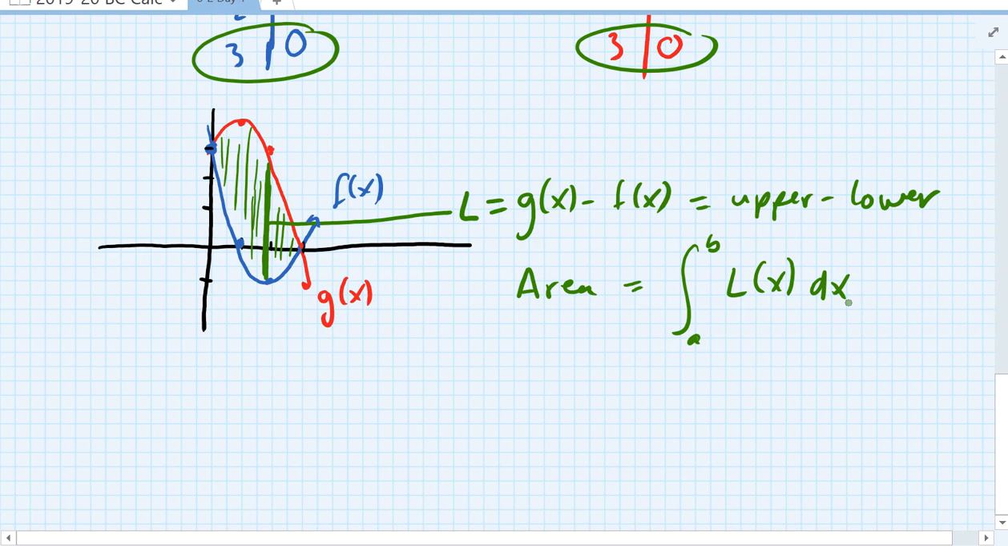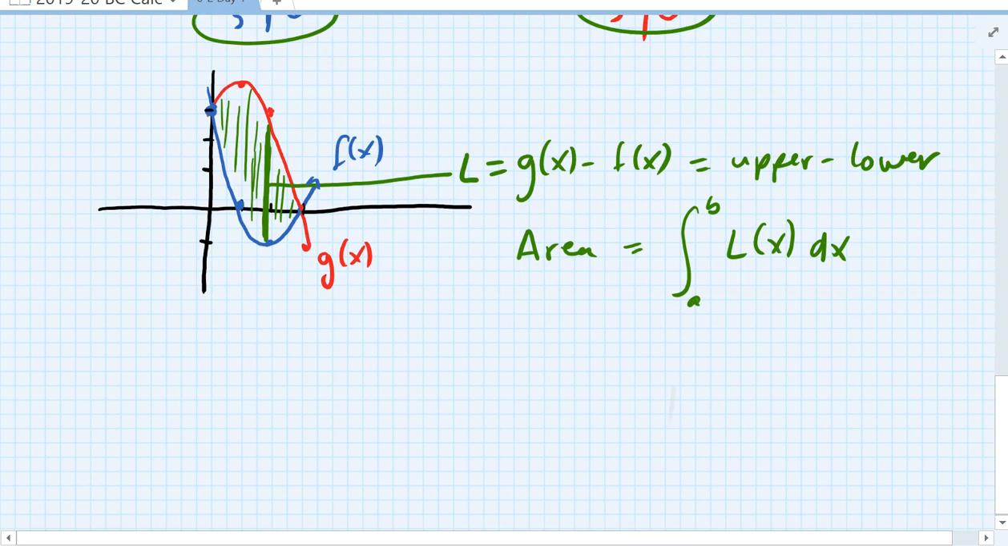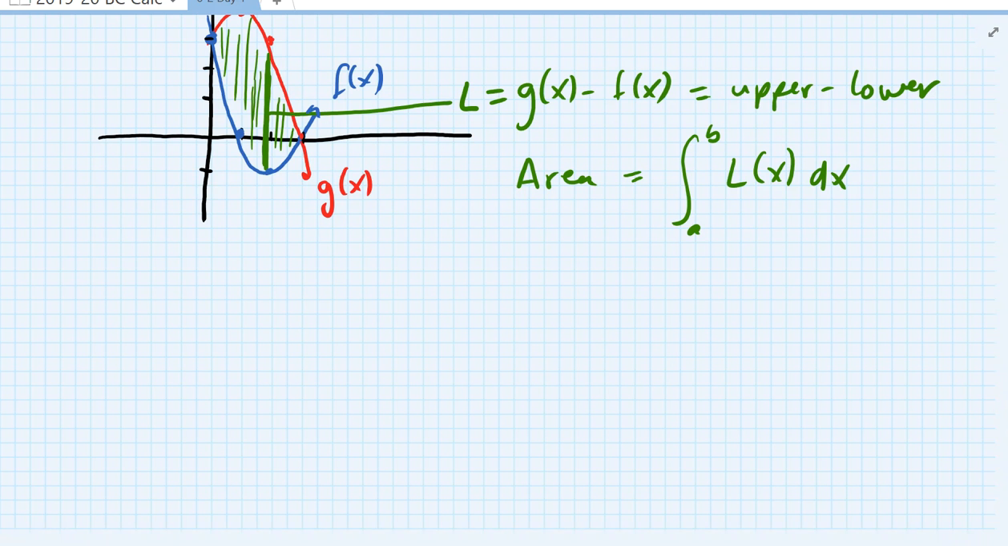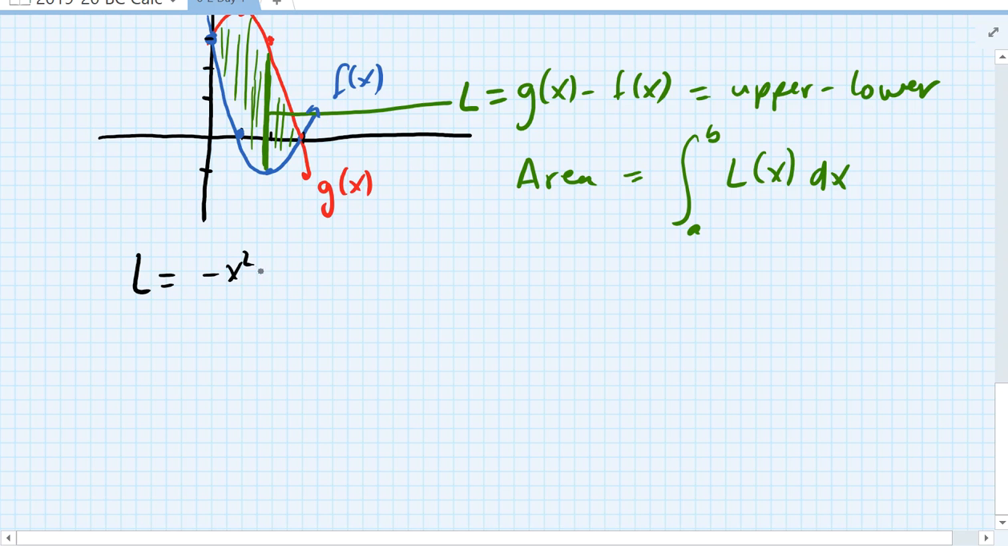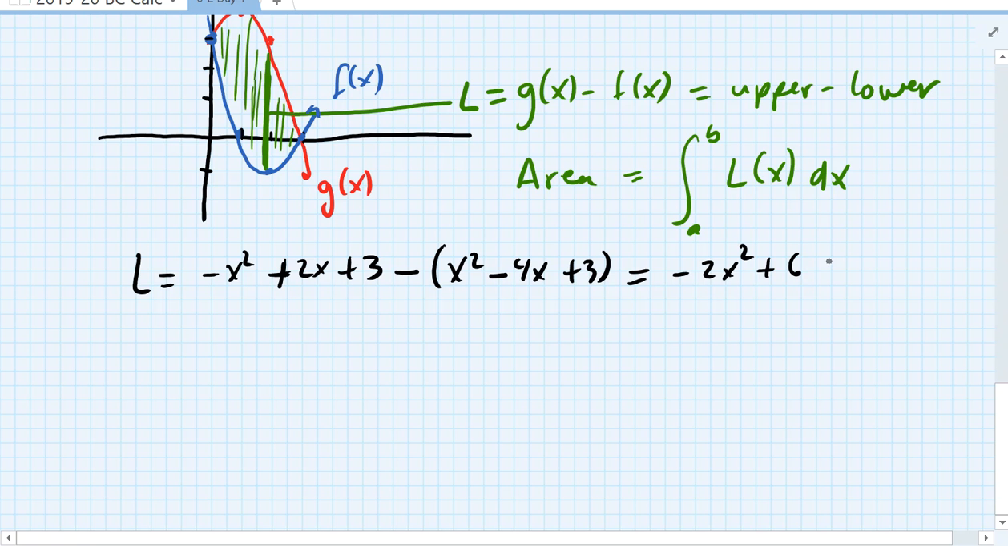In our case, we're going from 0 to 3. Those are my points of intersection, and my upper curve is the g of x, and my lower curve is the f of x. So let's find what that is so we can make our lives a little easier. So my L in this case is going to be g of x, which is negative x squared plus 2x plus 3, and all that's minus the x squared minus 4x plus 3. And so what does my length equal? Negative 2x squared plus 6x, because the 3's cancel out, right?